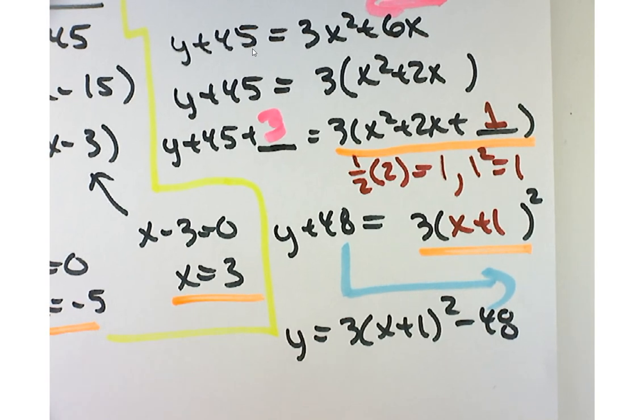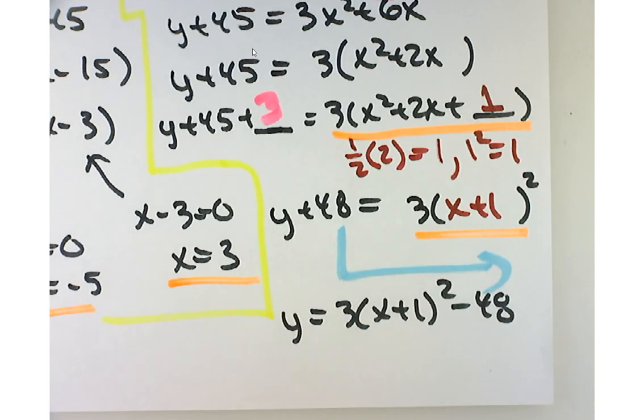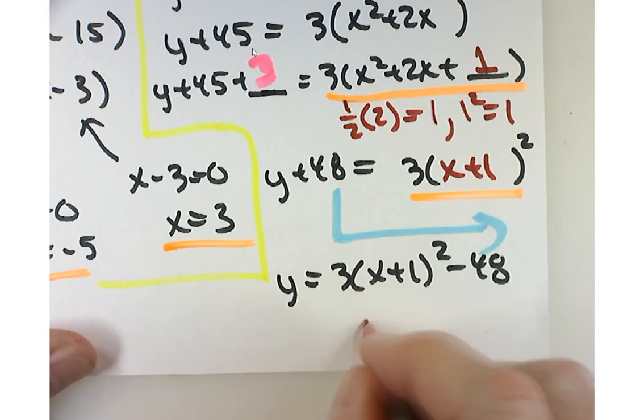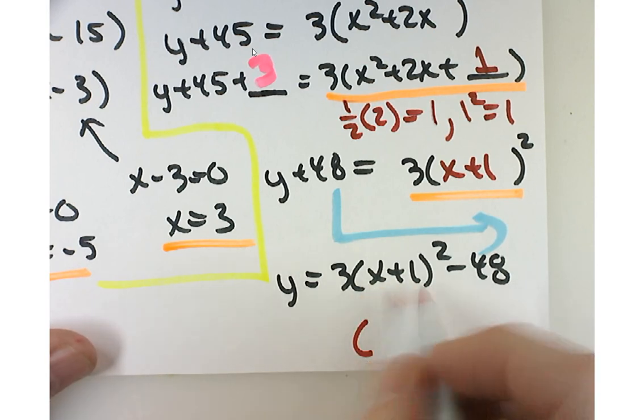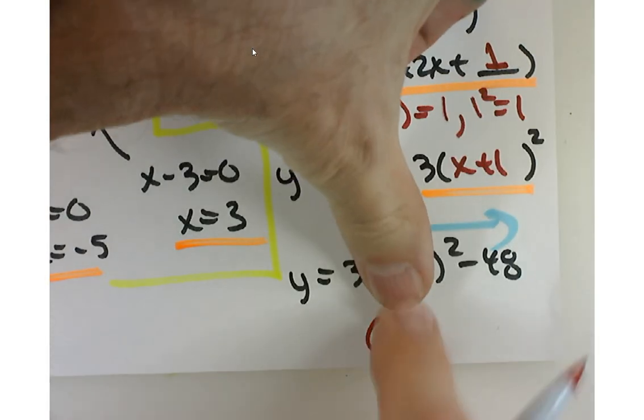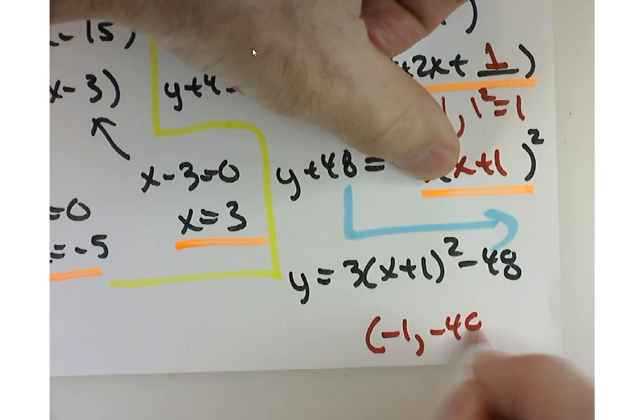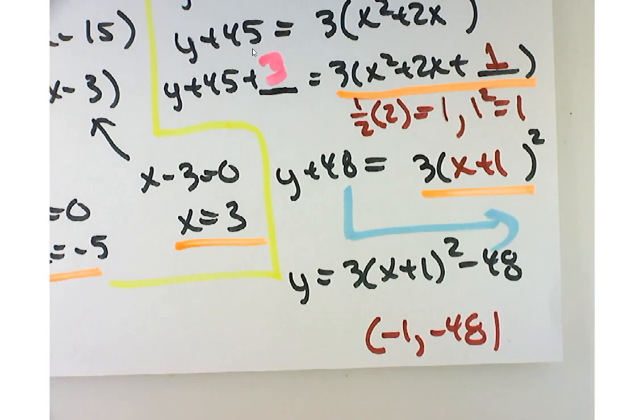This is in what we've called the vertex form. You can look at this and pretty much read off the vertex. What makes the squared term equal to 0? Negative 1. And when that's negative 1, all this is 0, and that's the y-coordinate of my vertex. So negative 1 and negative 48. So it's nice to have it in that form. It takes a lot of work, I won't lie.